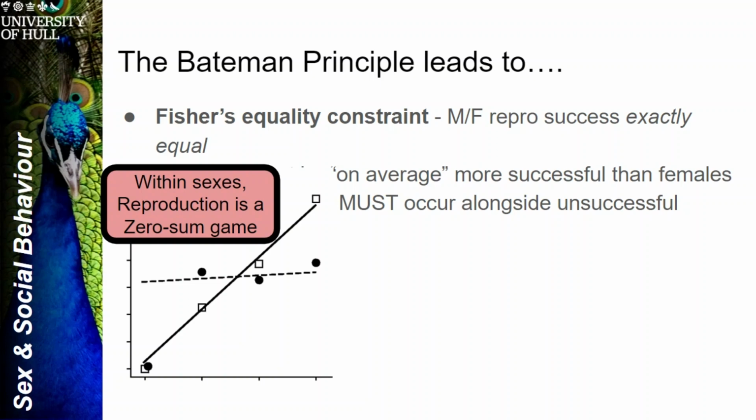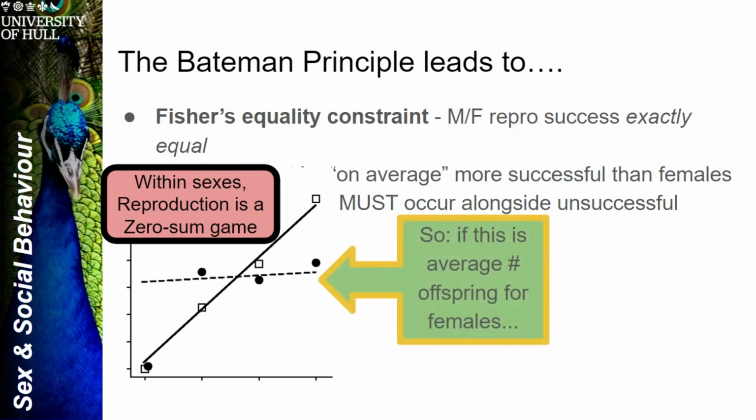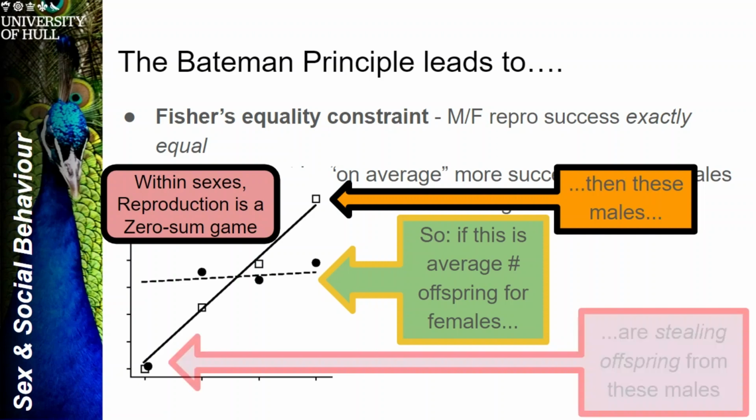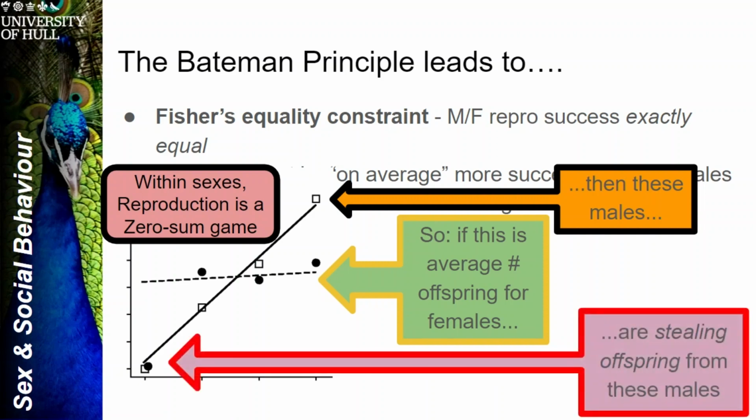Within the sex, within males and within females, reproduction is basically a zero-sum game. Successful males are basically taking reproduction away from unsuccessful males. So if that is the average number of offspring for females there, then those males at the top there, the males that are superstars and getting loads of matings, are effectively stealing offspring from the males at the bottom who are getting no mates. Does that make sense? Because every mating takes one male and one female exactly. Good. Bear that in mind, because this is an important principle, especially when we're talking about parental care.